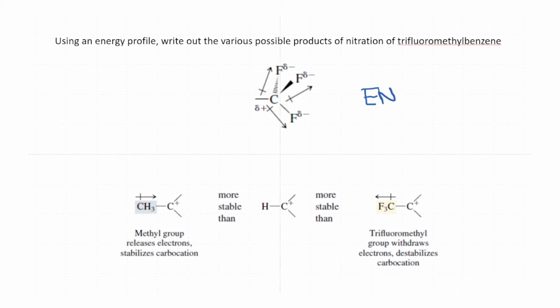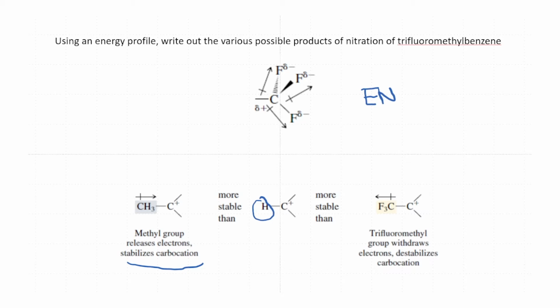The example we can look at is if I compare a regular secondary carbocation such as this, and instead of hydrogen I put in a CH3 group, the CH3 group is electron donating, and this stabilizes the carbocation substantially by donating electrons and delocalizing the positive charge, whereas the trifluoromethyl group withdraws electrons and destabilizes the carbocation. Therefore, the trifluoromethyl group is considered a fairly strong electron withdrawing group.